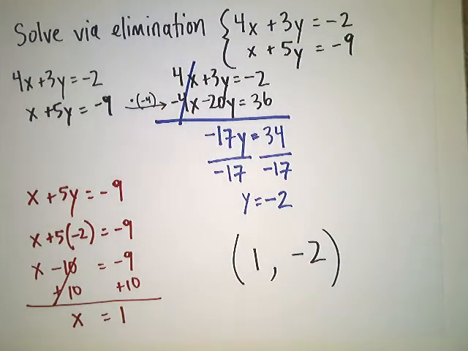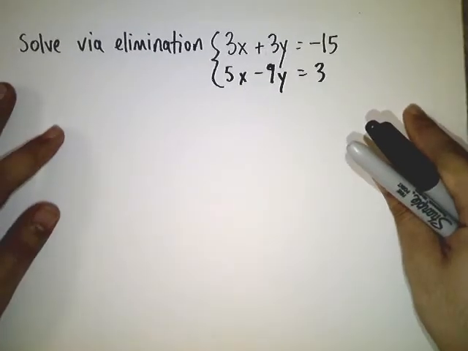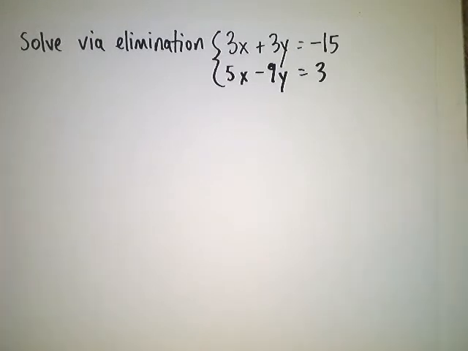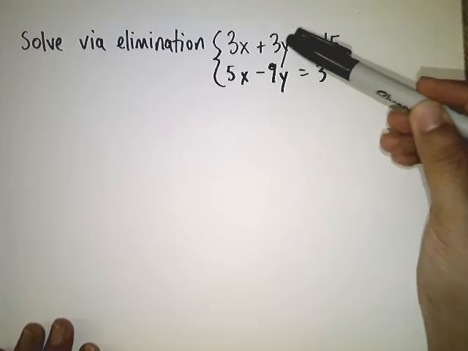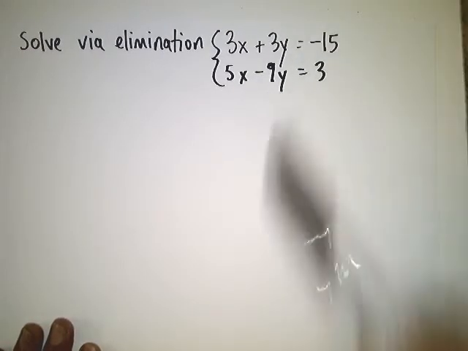Okay. Let's deal with one more problem for right now. Let's see, I've got 3x plus 3y equals -15, and 5x minus 9y equals 3. Now something should jump out at you immediately for solving this system. The thing that jumps out to me immediately is, look right here, this positive 3y and this negative 9y.